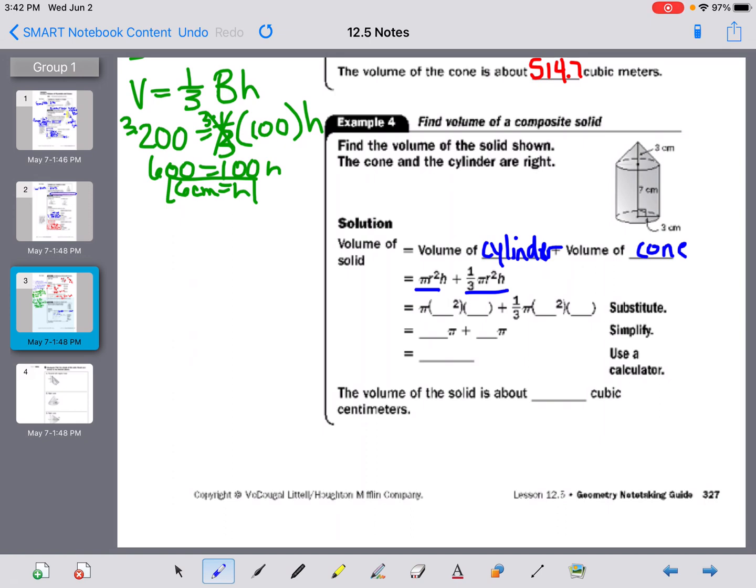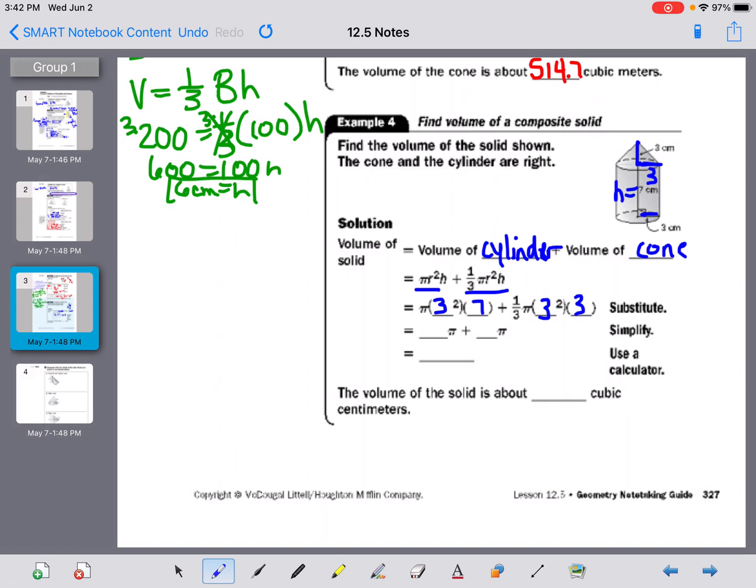So I'm starting with the cylinder. I'm looking for its radius. The radius here is 3. I'm going to square that times the height, which is 7. All right, then I go to the cone. It's 1/3 pi. Its radius will also be 3 because they fit right on top of each other. It'll be squared times its height, which is 3.